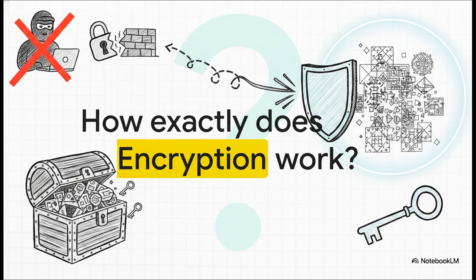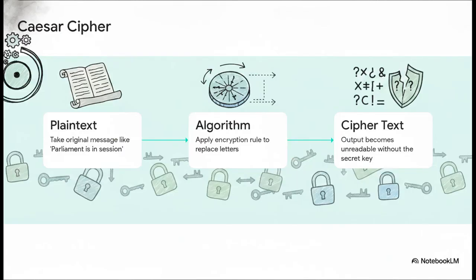But think about this. What happens if a hacker actually gets past the password? How do we ensure they still get absolutely nothing of value? This is where data encryption swoops in to save the day. But how exactly does it work? Now, what's really interesting about this is that to understand modern encryption, we can look at one of the oldest techniques in history, the Caesar cipher.